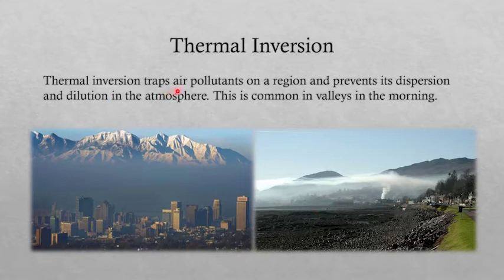Thermal inversion traps air pollutants in a region and prevents their dispersion and dilution in the atmosphere. This is common in valleys in the morning because in the morning, surface temperatures are often cold, and then the rising of the sun promotes a warm layer to cover areas such as this. And that's what causes thermal inversion layers.